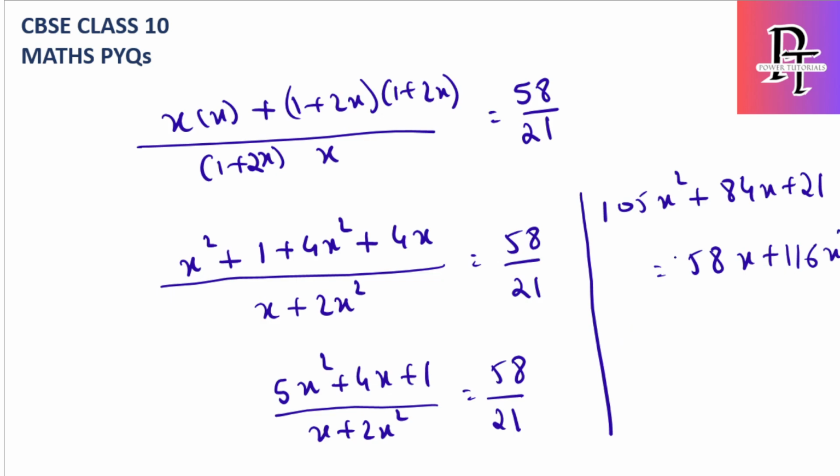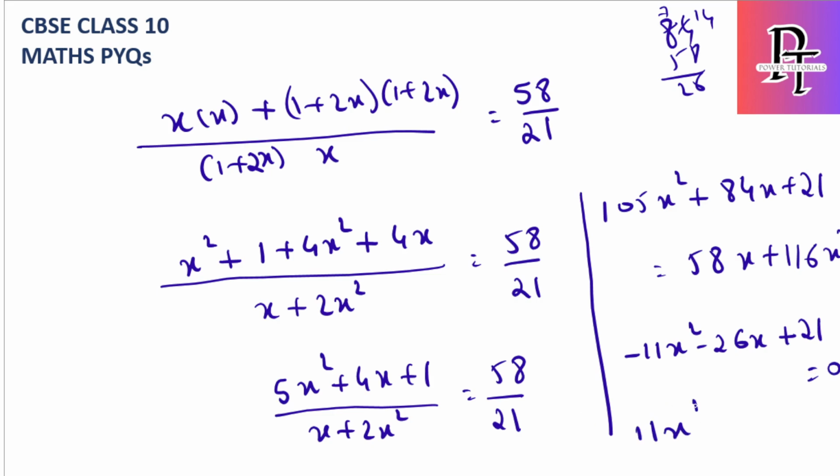Okay, so let's move everything to one side. 105 minus 116 is minus 11 x square. 84 minus 58 is 26, so minus 26x plus 21 is equal to 0. So the final equation is 11x square plus 26x minus 21 is equal to 0.